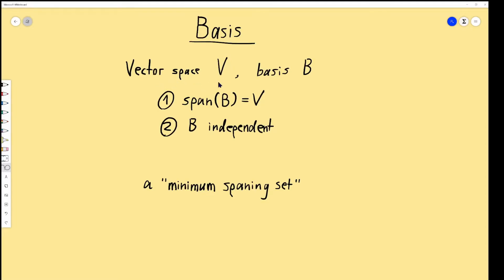So if I have a vector space called V and a set of vectors called B, then that set is called a basis if it spans V and if it's linearly independent. So we think of a basis, it's a kind of set, as being a minimum spanning set. I could have a larger set that spans V, but B is the smallest possible, or rather a smallest possible set that spans V. We think of each of the vectors in B as contributing something unique to the span.